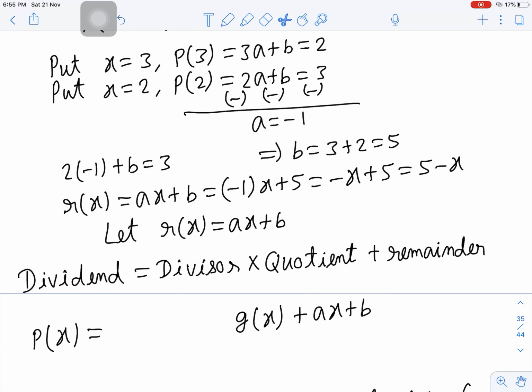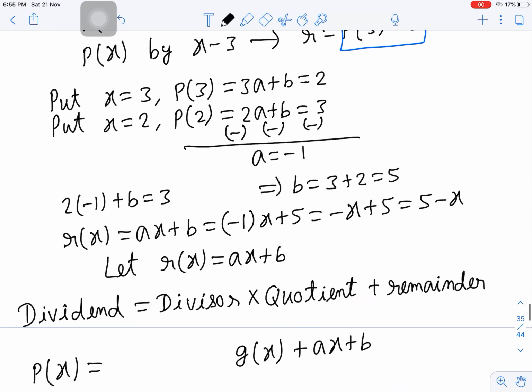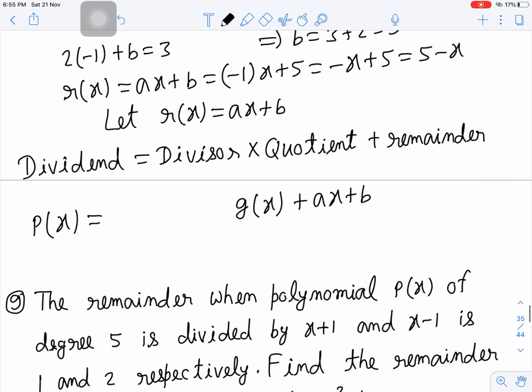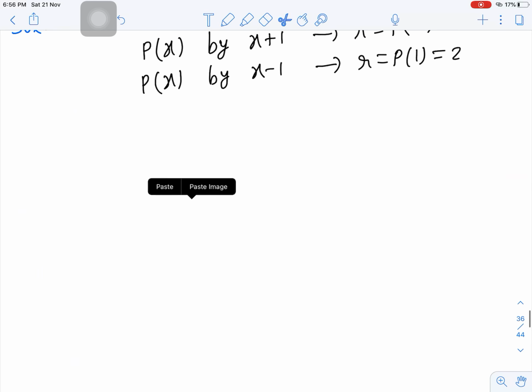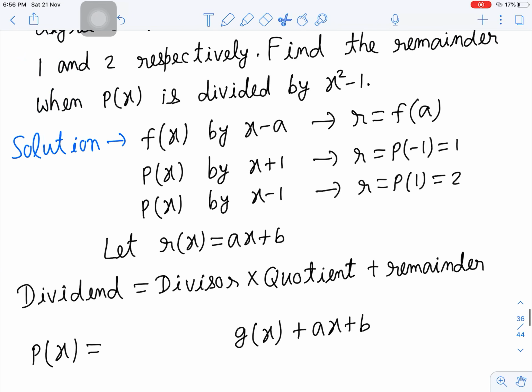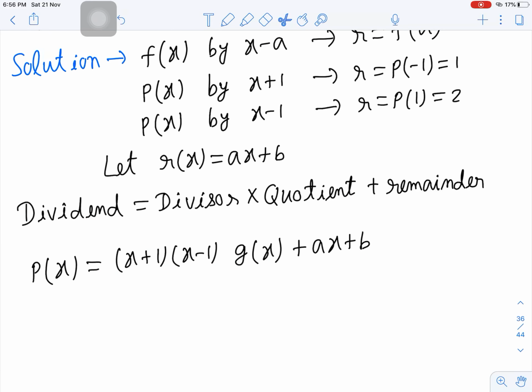Now the divisor is x square minus 1. Now x square minus 1 can be factorized as x plus 1 into x minus 1. Okay, then we also know that p of minus 1 is 1 and p of 1 is 2.